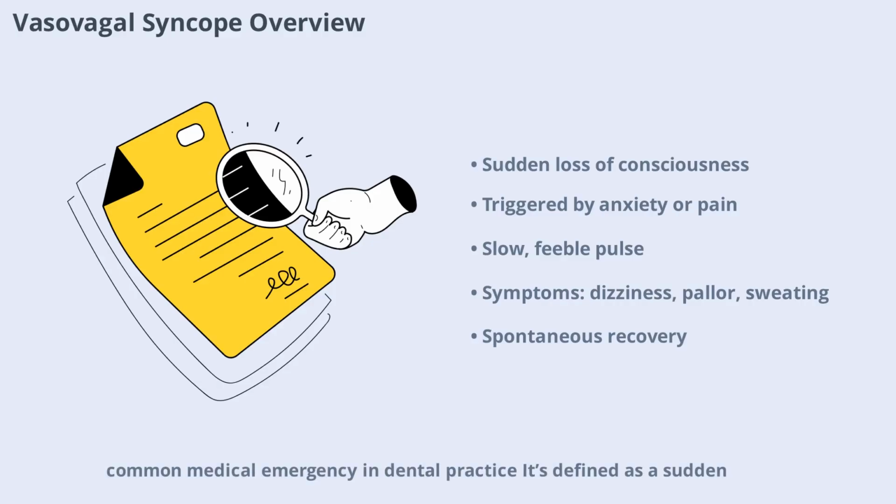It's defined as a sudden, transient loss of consciousness with spontaneous recovery. This condition is often triggered by extreme anxiety, fear, or pain, leading to a temporary reduction in blood flow to the brain. The underlying mechanism involves a vagus-mediated reflex bradycardia, sometimes accompanied by peripheral vasodilatation.